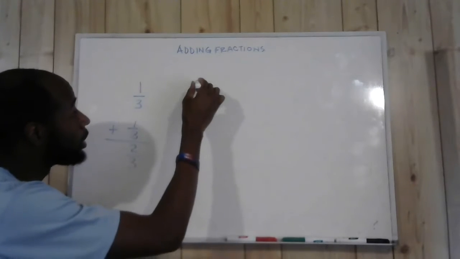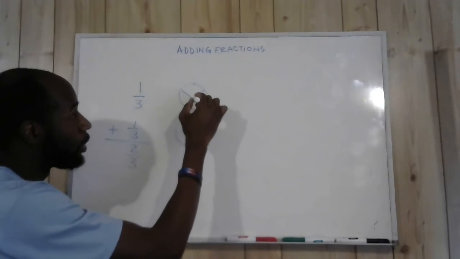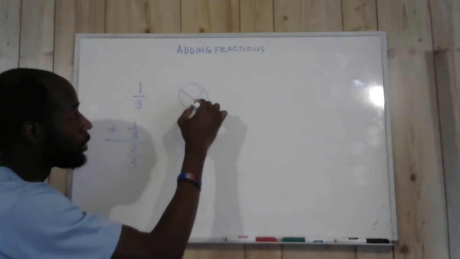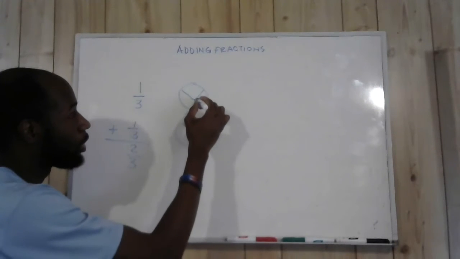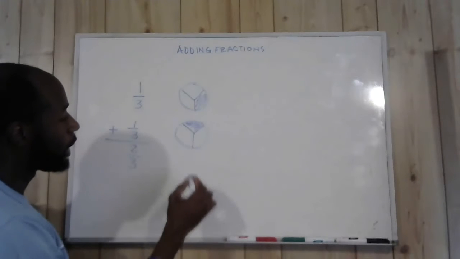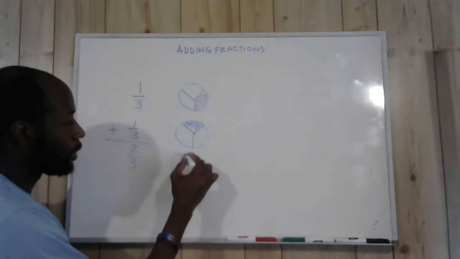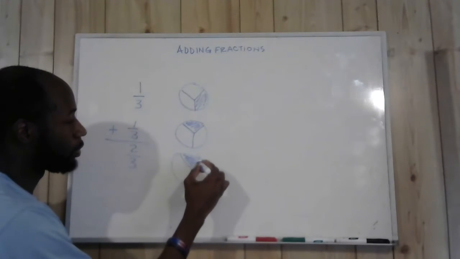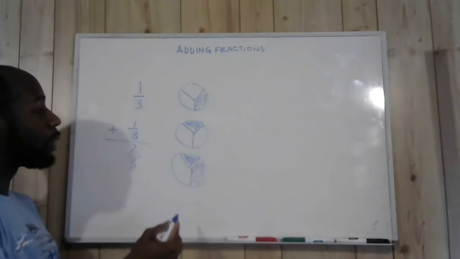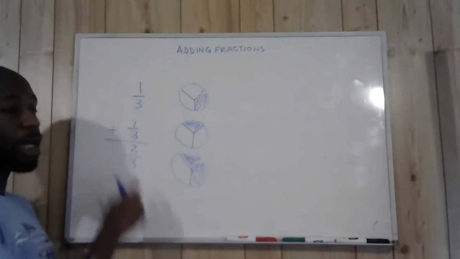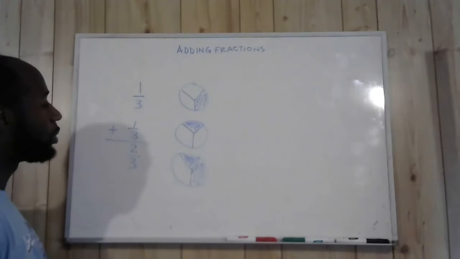Just to look at this graphically, 1/3 plus 1/3 would give you 2/3. I know these are very rudimentary drawings, but you see my point. But the only reason you can add these is because the denominators are the same. Now, let's change it up a bit.